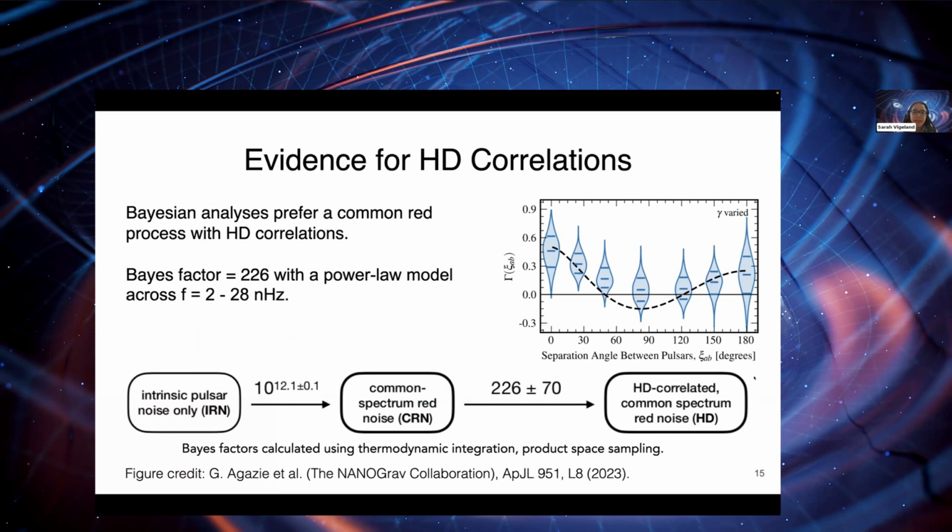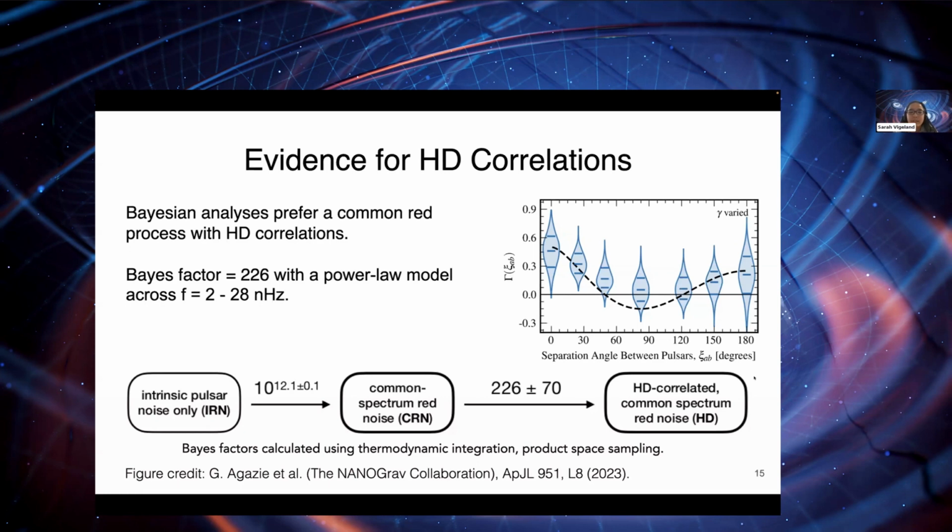Okay, so if we look at this flow chart of Bayes factors at the bottom, we find that a model with common spectrum red noise is preferred over one with intrinsic pulsar noise only by a factor of 10 to the 12. A model with Hellings and Downs correlated common spectrum red noise is preferred over one without correlations, but with common spectrum red noise, by a factor of over 226.